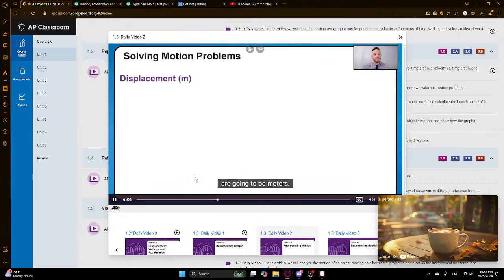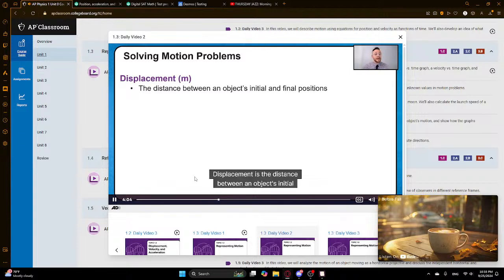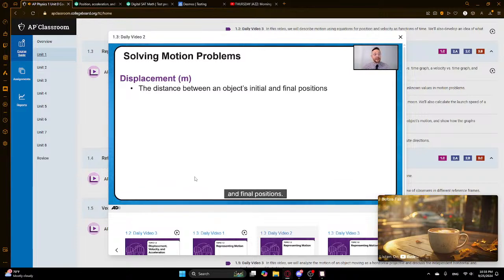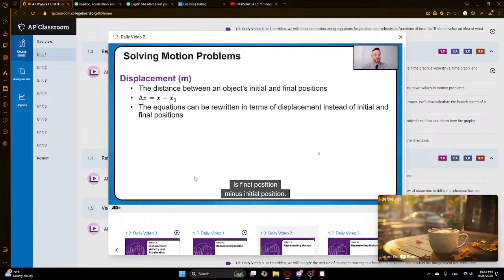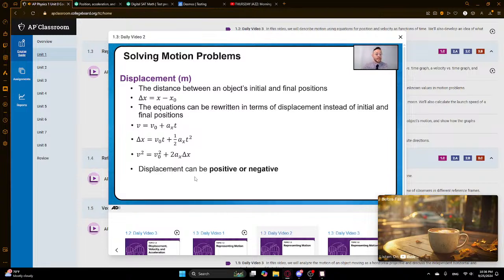To solve for your unknown: the units for displacement are going to be meters. Displacement is the distance between an object's initial and final positions. We can use this equation to get displacement. It tells me that displacement, or the change in position, is final position minus initial position. We don't always have to use final position minus initial position. We can just substitute delta x instead of using that. So those kinematic equations simplify to this. We can just write delta x instead of x minus x0. Displacement, because it's a vector, can be positive or negative.